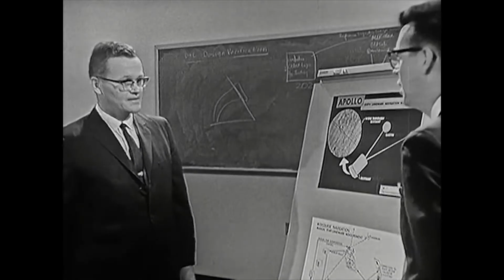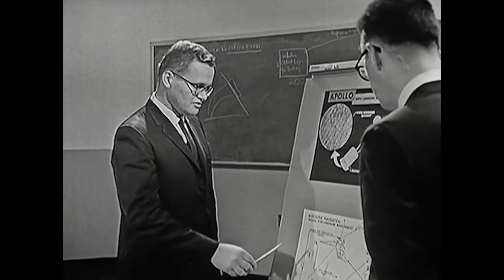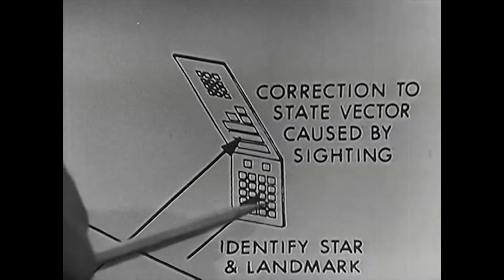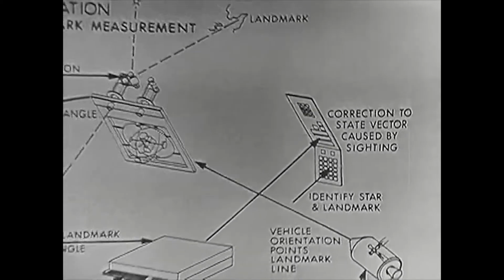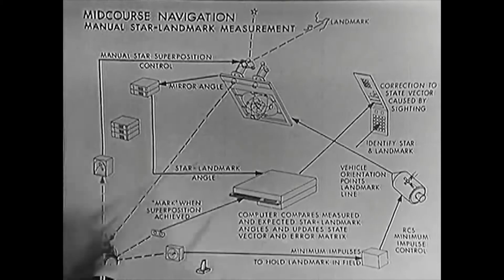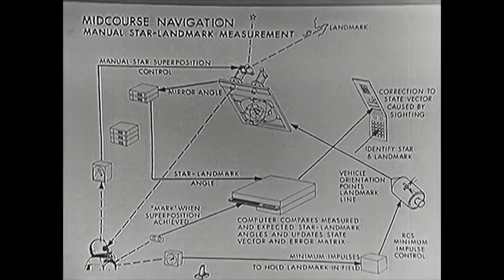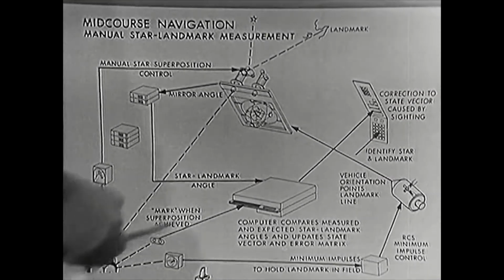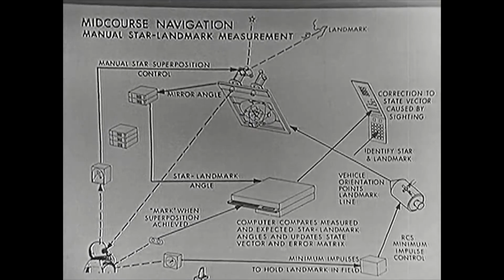Now, how is this angle actually measured? It's done automatically via the computer. The astronaut must first identify to the computer the star and the landmark that he's planning to use. Then, as he's positioning the spacecraft and the sextant, the computer is measuring the angles between the two. When the astronaut is satisfied that the star is superimposed upon the landmark, he pushes the mark button, telling the computer to record these angles and the time of the measurement. From that information, the computer can compute the position of the spacecraft in space.